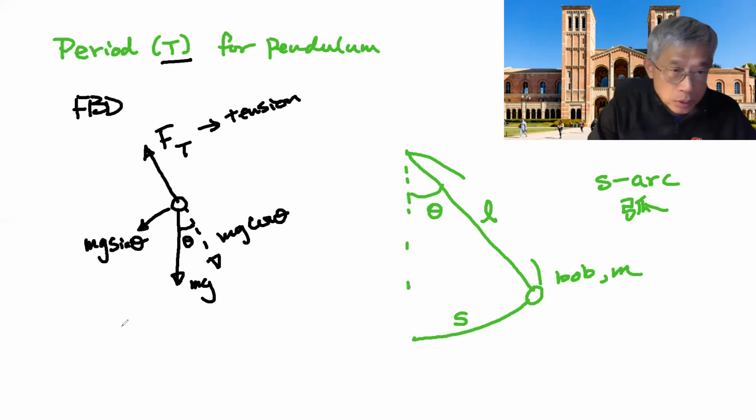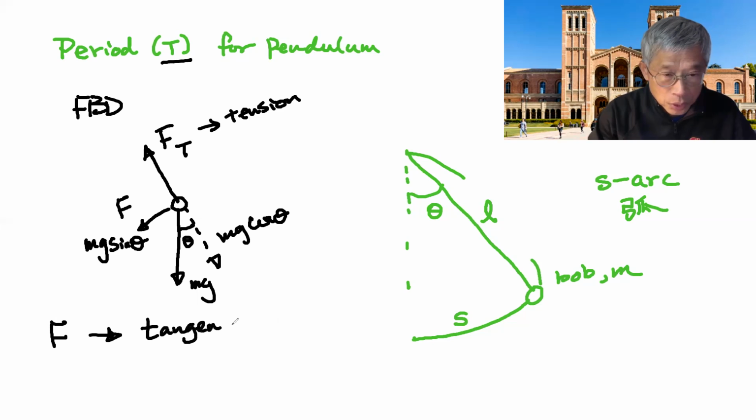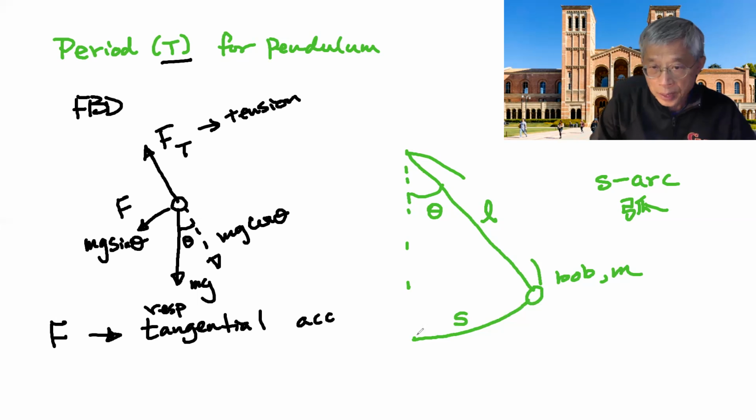So this is going to be called F. This F is responsible for the tangential acceleration of this ball. This ball is going to accelerate and come to the maximum velocity right here. So this F, we're going to call mg sine theta.